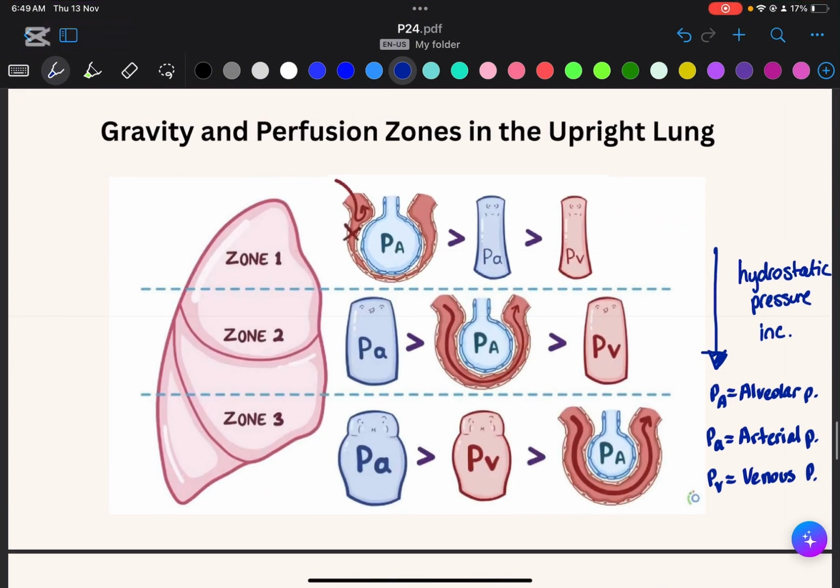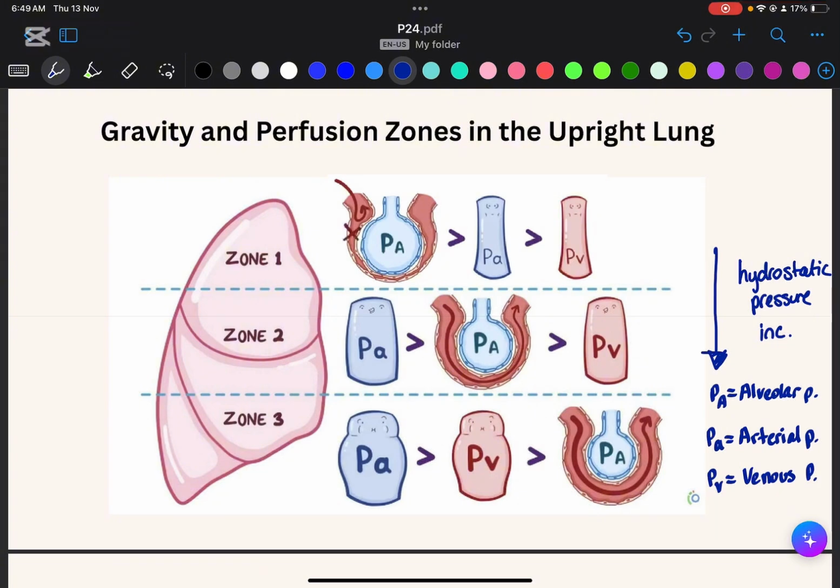Now we have the lungs. So we know that gravity is a thing and it does work. And because of this, we actually have different pressures in different parts of the lung. We have the first zone, the second zone, and the third zone.